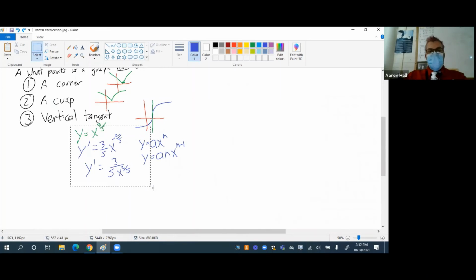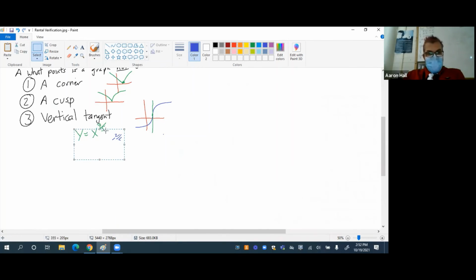There's one other reason a point cannot be differentiable. Any guesses? If it's a vertical asymptote. If it's a vertical asymptote, isn't that one of our 4 ways that a graph is not continuous? Is discontinuous? All right, so let's talk about the points of discontinuity.